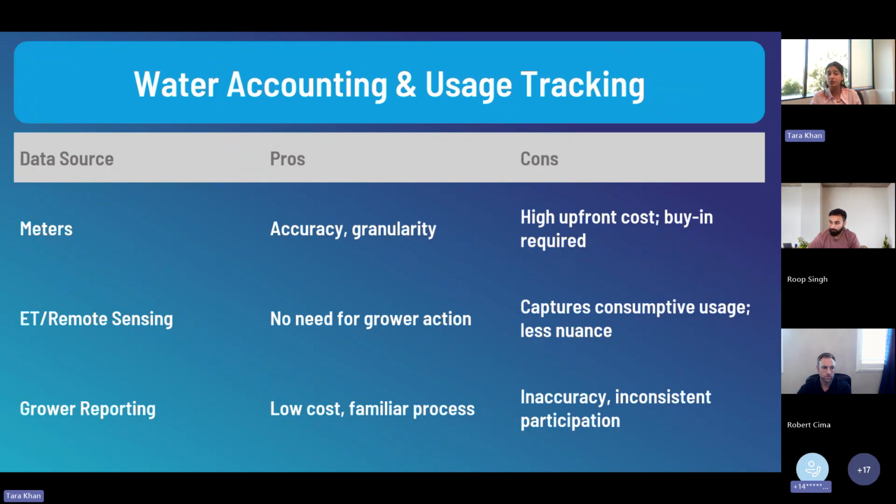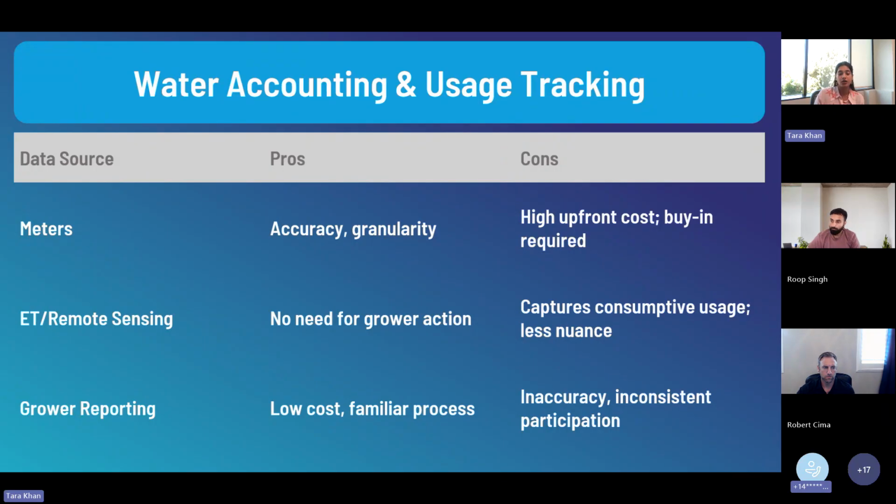You can select an ET service provider who will be able to get you that information for all the parcels in your management area. But one concern that I've heard is that there's less nuance to the ET. So if somebody's using slightly more or slightly less than their projected evapotranspiration, there's no opportunity to cross-reference those numbers. And it captures consumptive usage. So beyond just groundwater pumping, it captures the overall usage that a crop needs to achieve high yield. And then the final one is self-reporting from growers.